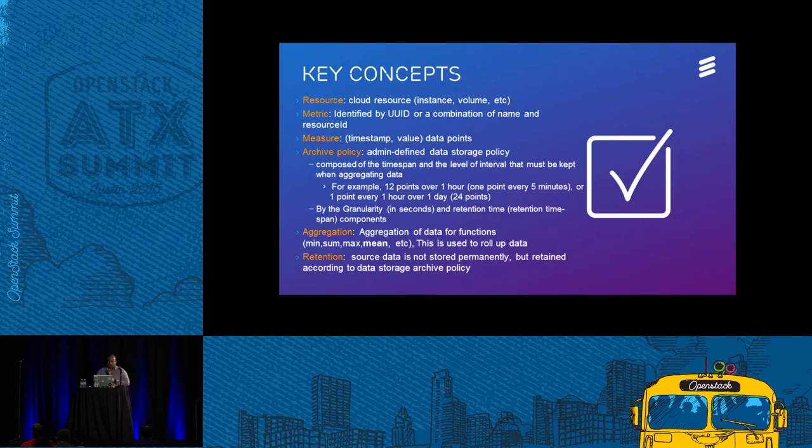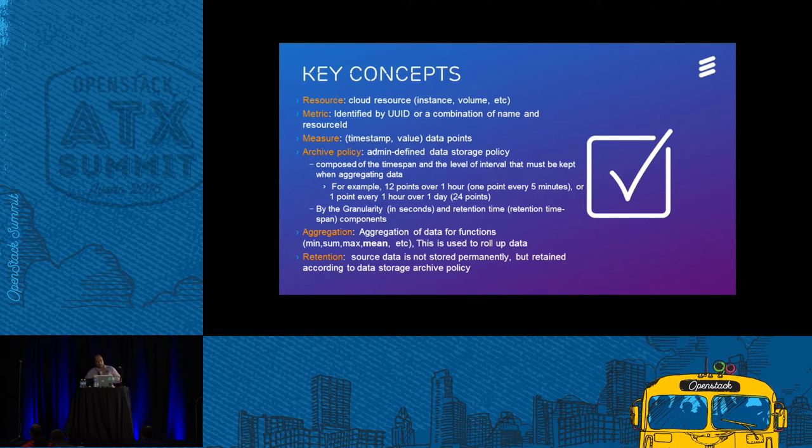So what are the key concepts when we start? If you start looking at the Gnocchi documentation, you will come across all these keywords. So what are these keywords for? Like resource, what does resource mean? Any type of cloud resource. In our case, from the OpenStack point of view, any instance or any volume that you create, or any network that you create, any NIC port that you create is a resource. So it will have its own UUID in OpenStack.